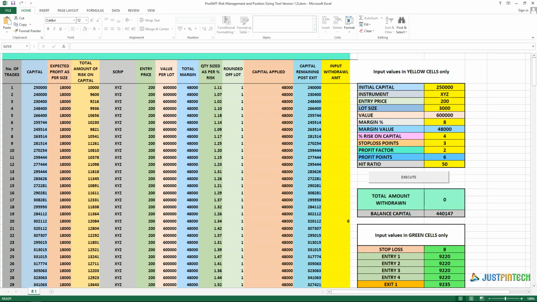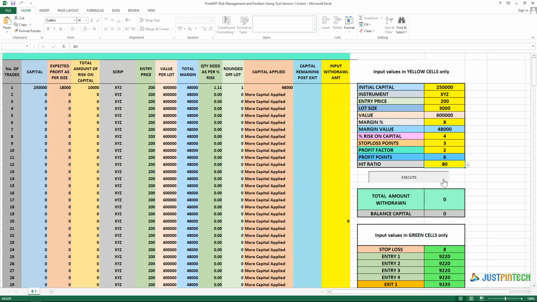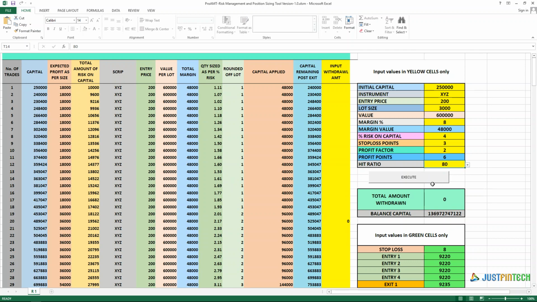I'll be uploading this sheet there, and anyone can use it. Also, they can choose the hit ratio here. Somebody has a hit ratio of 80, so 80% of the times they are right, and only 20% of the time they lose. They can use the hit ratio of 80, and the entire calculation would change. So based on your hit ratio, you can choose. Somebody has a hit ratio of 100. I don't want to show what happens then. You can check it yourself, because there might be a few people who are never wrong and are right 100% of times. So I have kept that option as well.